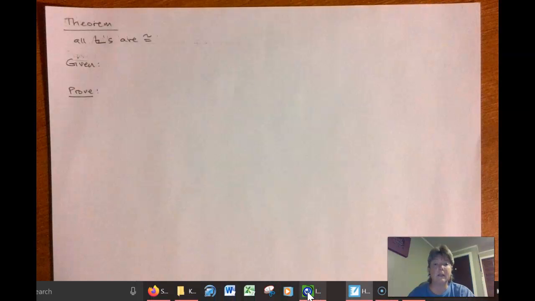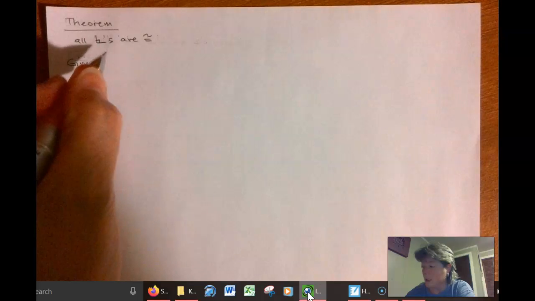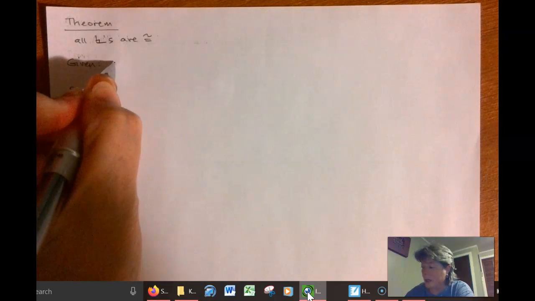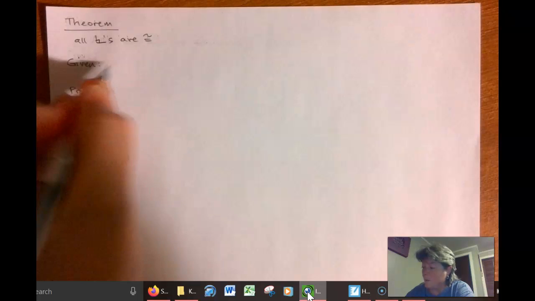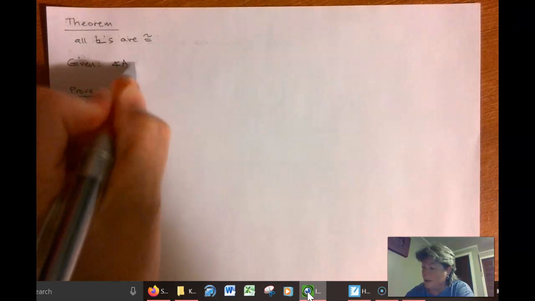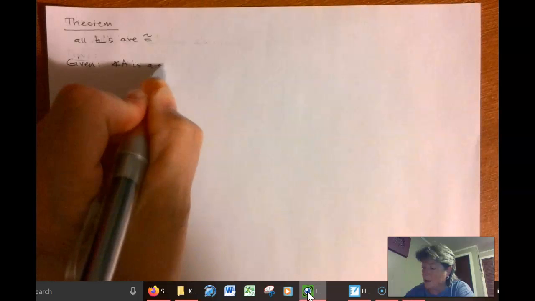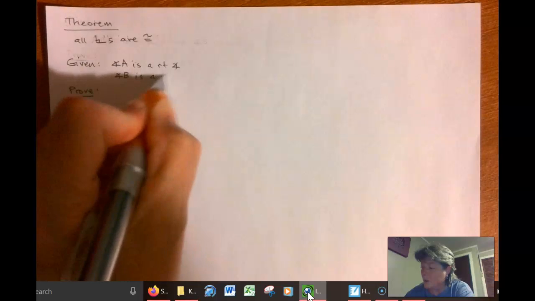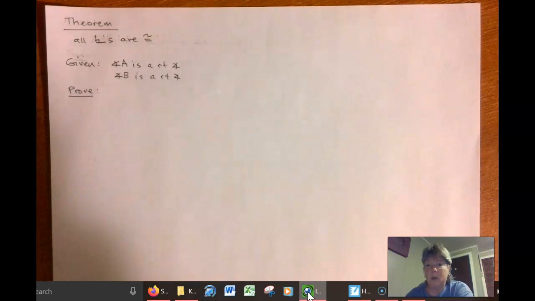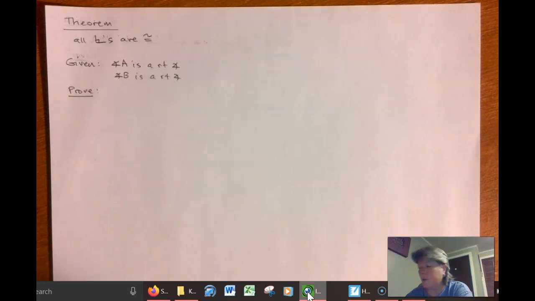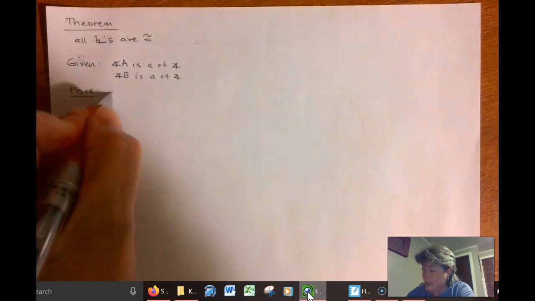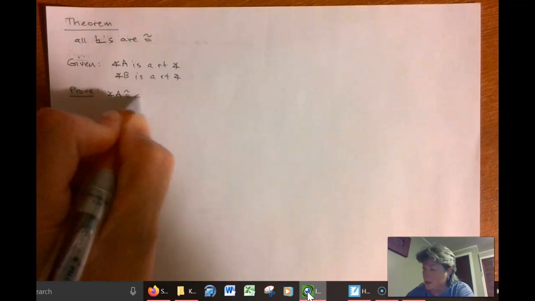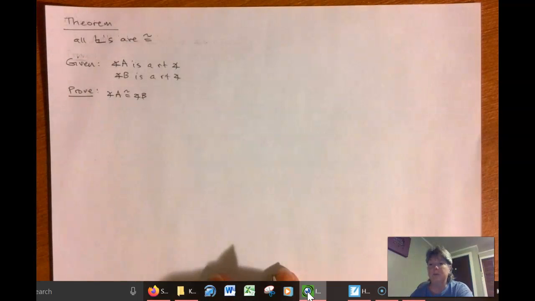So really, in this case, the given piece of information is that we've got two angles that are right angles. So let's say that angle A is a right angle and angle B is a right angle. I'm just making up those angle names. We're just saying we have two angles, they're both right angles. So we know that they're right angles, and what we want to prove is that angle A is congruent to angle B. So that's the proof that we're after.